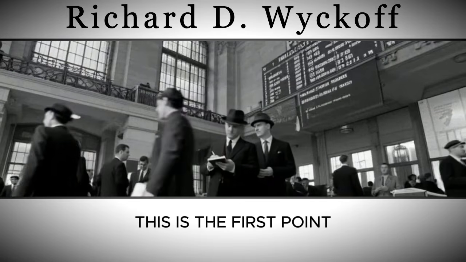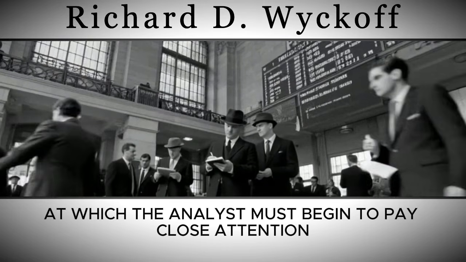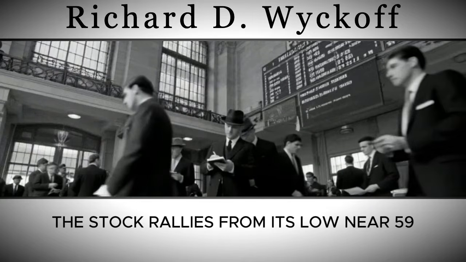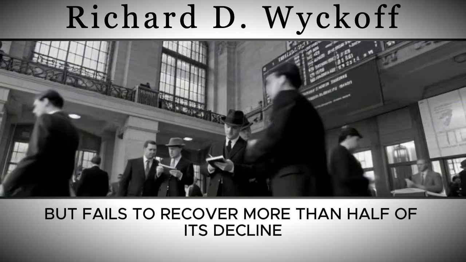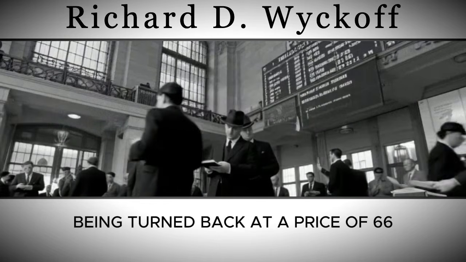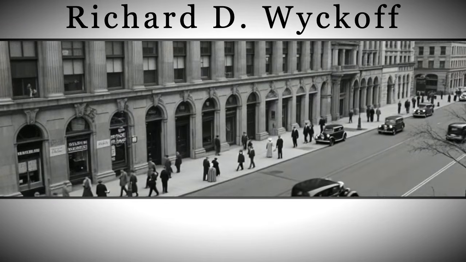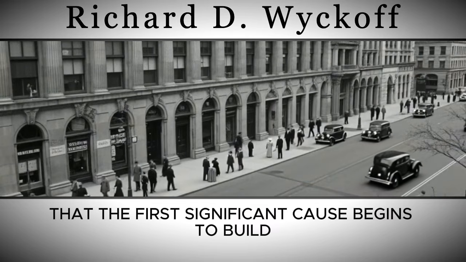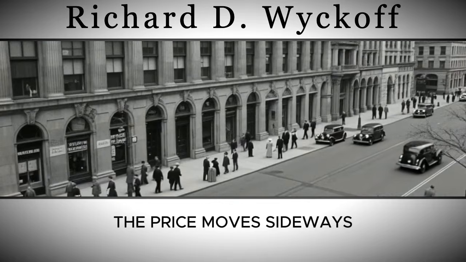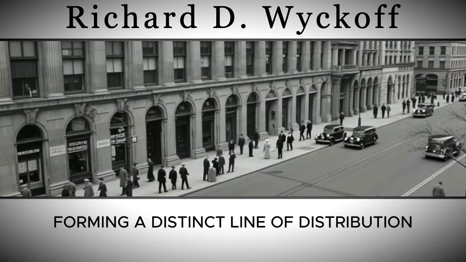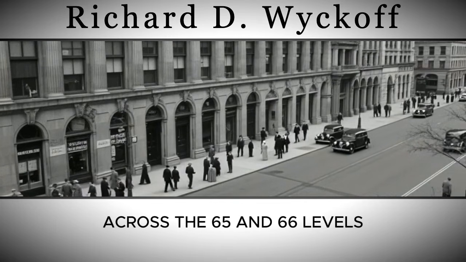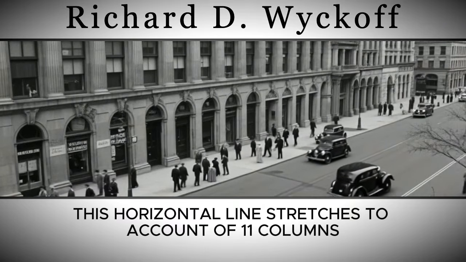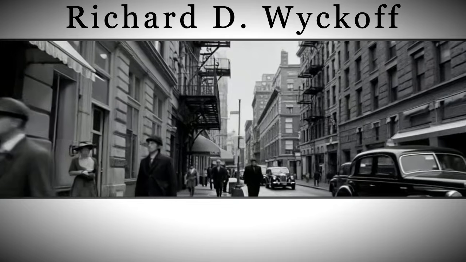This is the first point at which the analyst must begin to pay close attention. The stock rallies from its low near 59, but fails to recover more than half of its decline, being turned back at a price of 66. It is here that the first significant cause begins to build. The price moves sideways, forming a distinct line of distribution across the 65 and 66 levels. On the 1-point chart, this horizontal line stretches to a count of 11 columns.